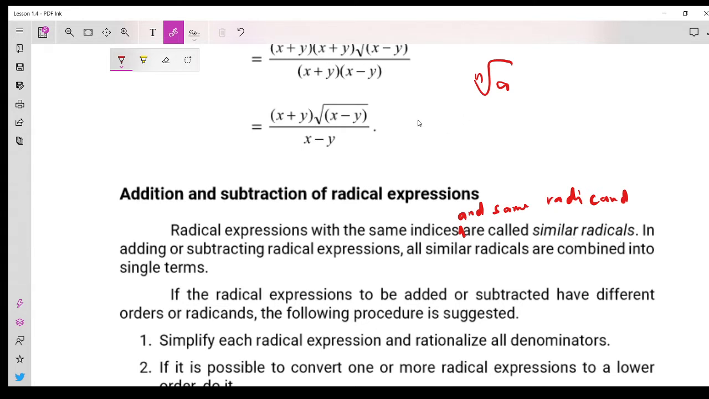So, for example, when you have the square root of x, and then you also have 3 square root of x, square root of x and 3 square root of x are examples of similar radicals because they have the same index, which is 2, and the same radicand, which is x.